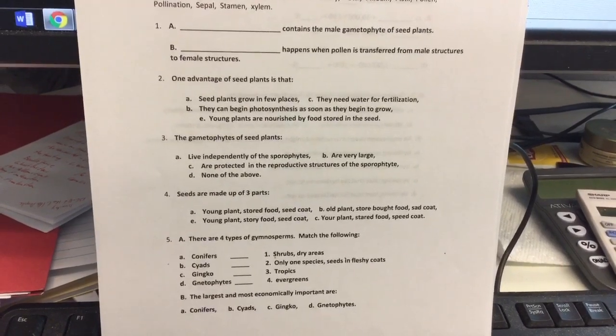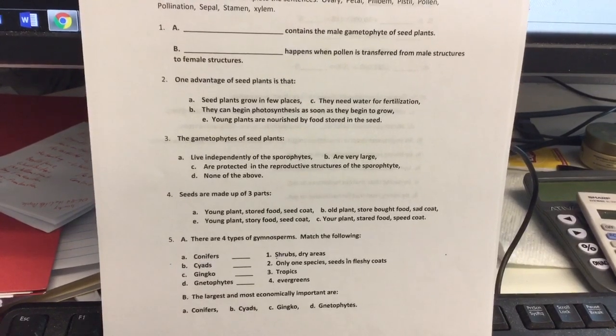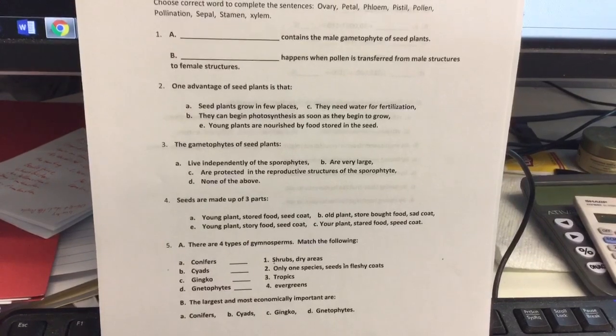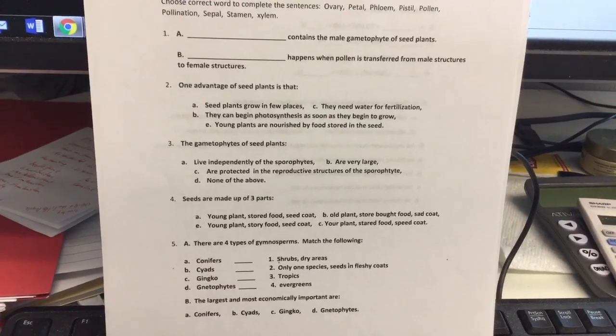And remember, seed plants contain their own food so that the seed can sprout into a plant. So the answer is E. Young plants are nourished by food stored in the seed.